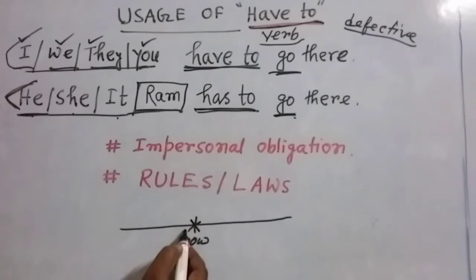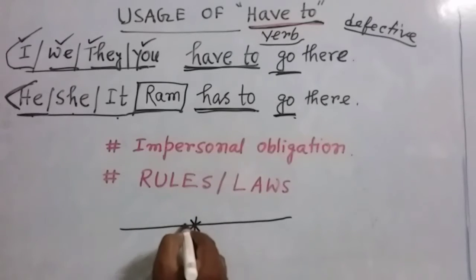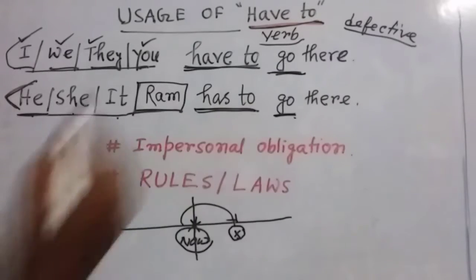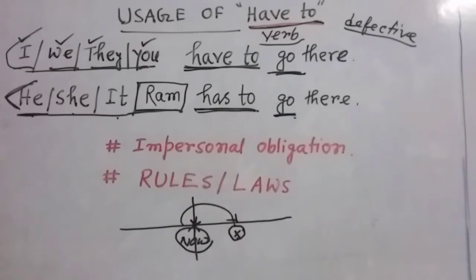That means this activity will be performed in the near future. That means it is not performed yet. After some time, in the near future, it will be performed, here in this position. But right now we are here. That means this activity will be performed after some time. This is the main thing. This activity is not completed. This activity will be performed after this moment. This is the main thing.